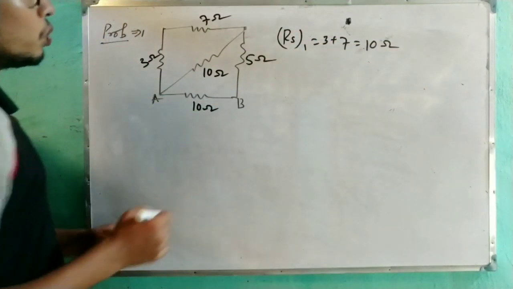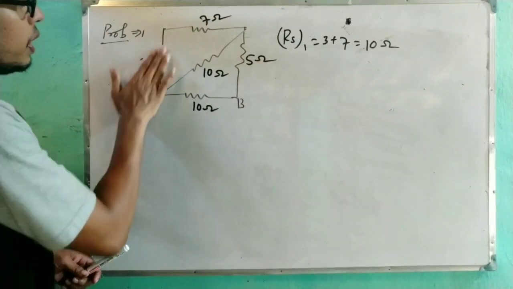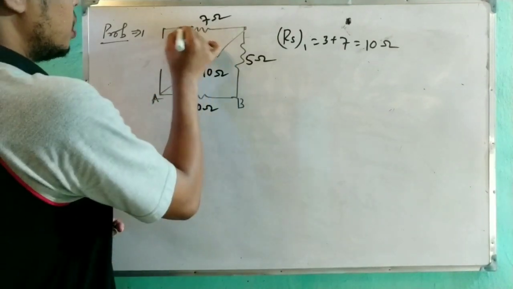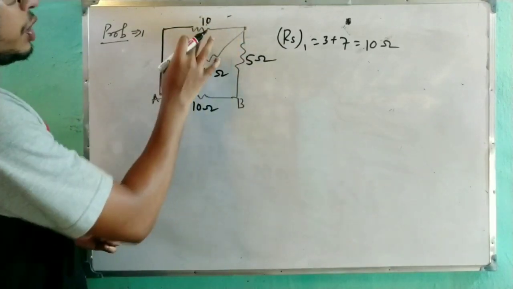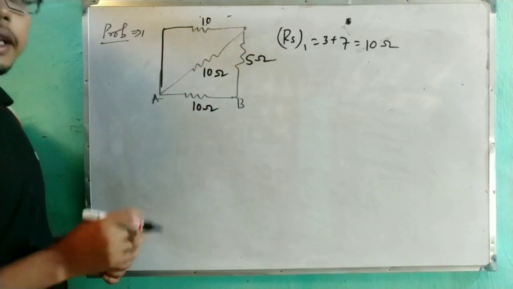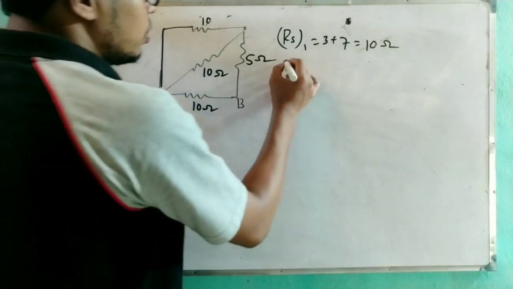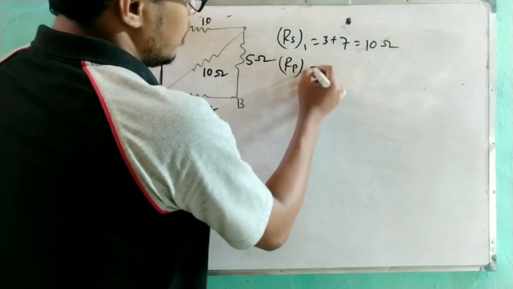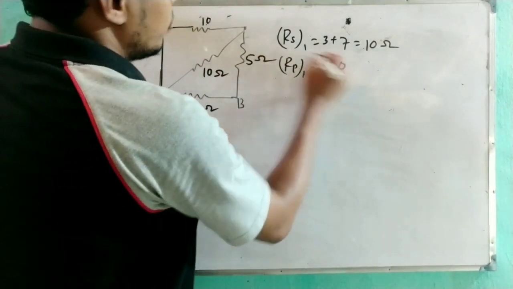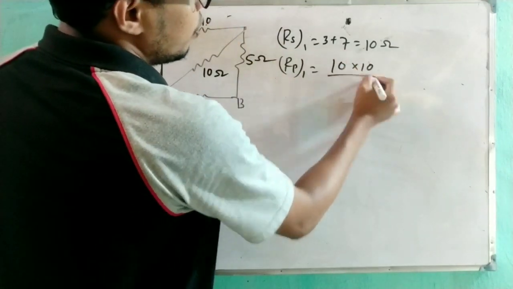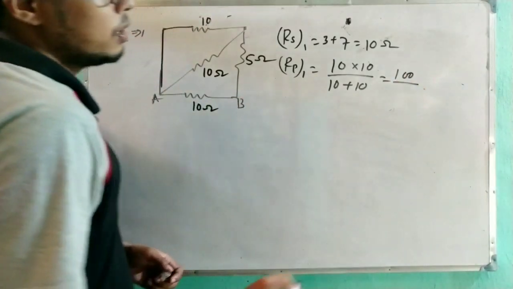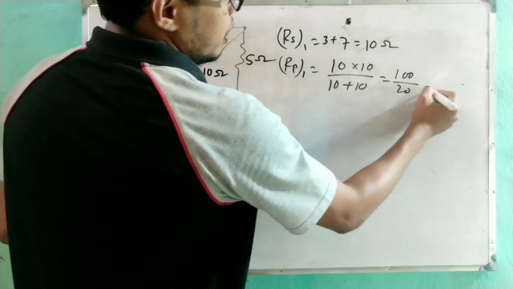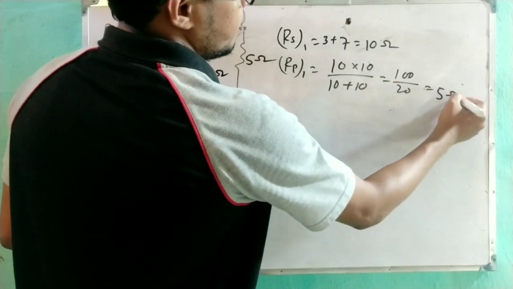Okay. So we can draw the figure like this. If we consider this one, then it will be 10. Now this 10 and this 10 are connected in parallel. So R parallel 1 will be how much? Here we can apply this formula: 10 into 10 divided by 10 plus 10, which is 100 divided by 20. So this will be 5.